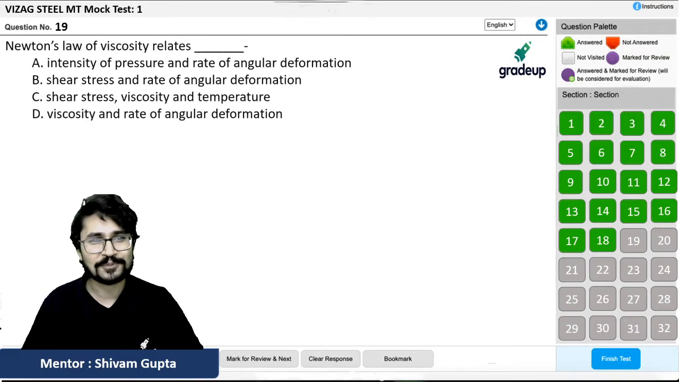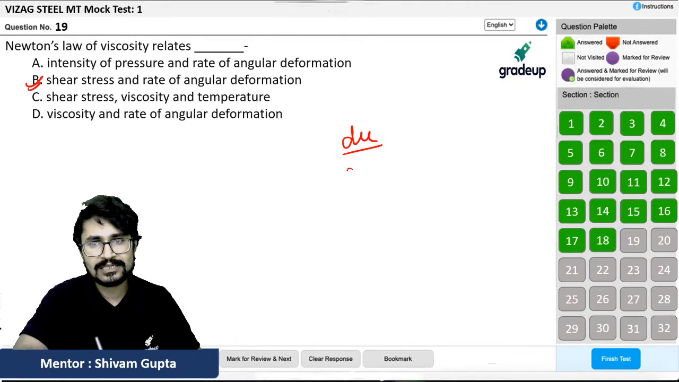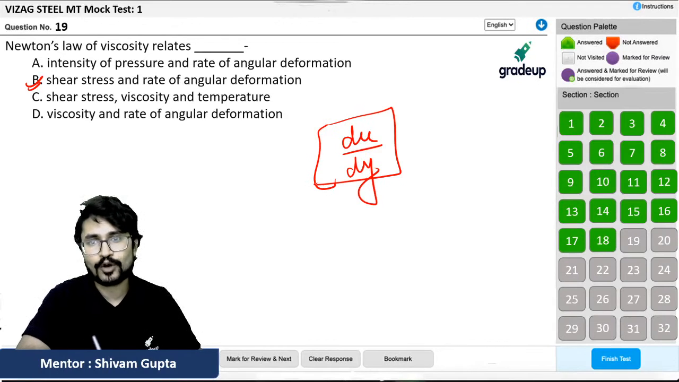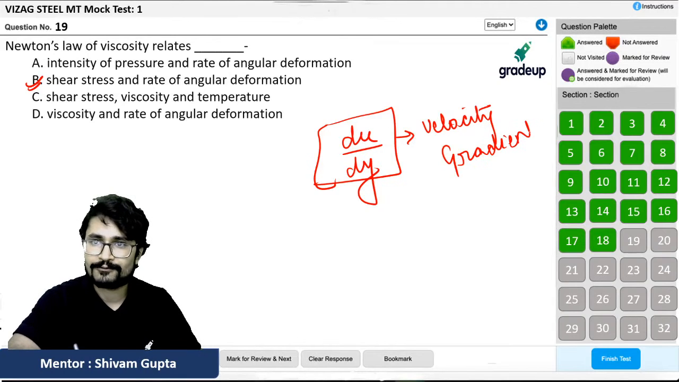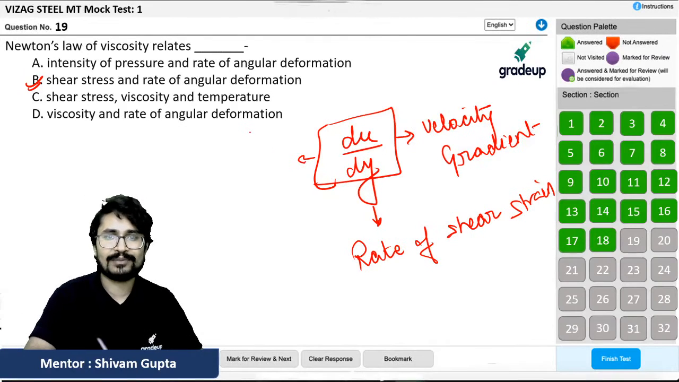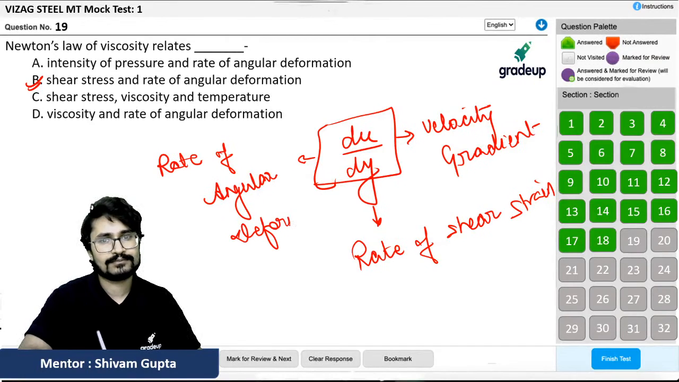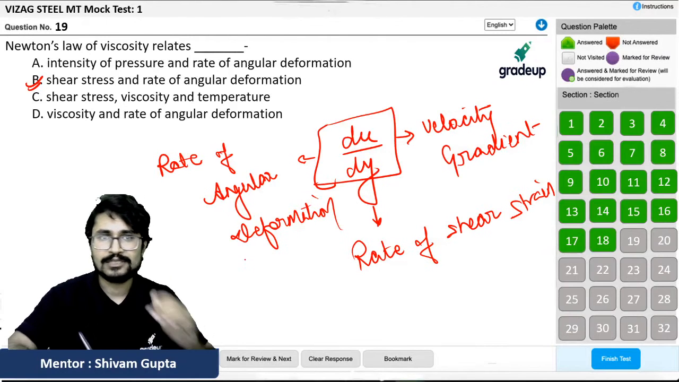Yes. Option number B. Yes, option number B is absolutely correct. Actually, du upon dy. This du upon dy has many names. First of all, we know it as velocity gradient. Guys, you know it as velocity gradient, right? Velocity gradient. One more name. We know it as rate of shear strain, right? Yes. And again, it has one more name, and that is rate of angular deformation, right? So answer will be option number B.